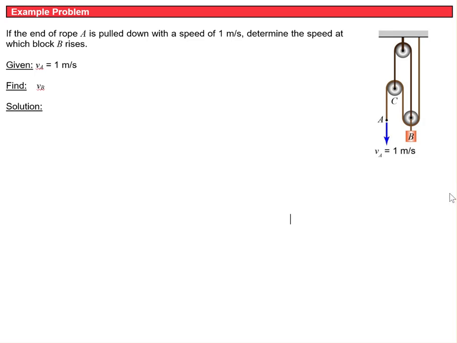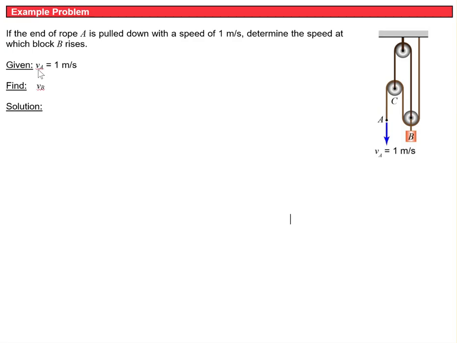This problem is a dependent motion problem. That's because when you pull on this rope, B is going to move, so the motion of A will control the motion of B. They're dependent on each other. All right, so if the end of rope A is pulled down at a speed of 1 meter per second, determine the speed at which block B rises.